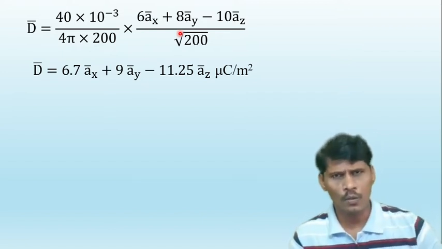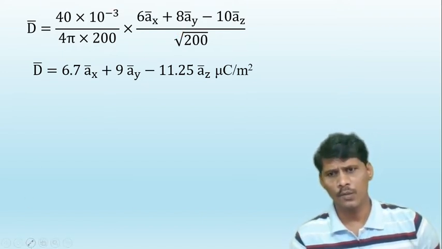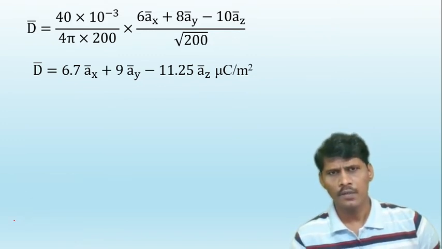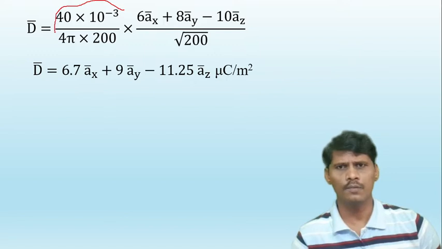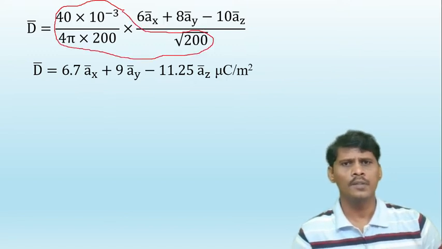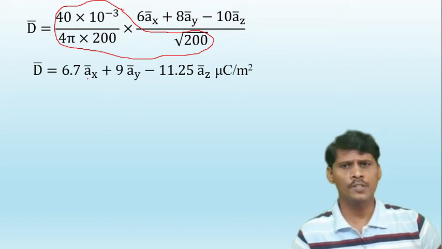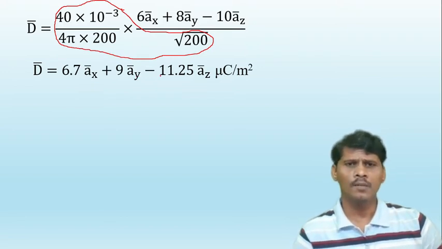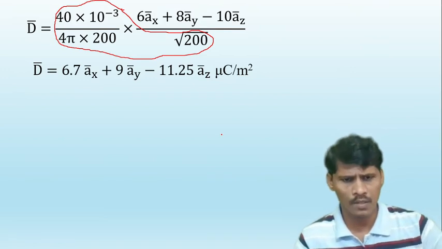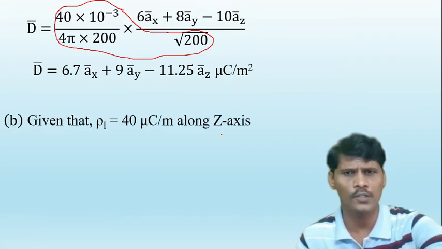Simplifying this value using a calculator, and after that, 6 divided by that value is 6.7 a_x bar, 8 divided by this value is 9 a_y bar, minus 10 divided by this value is 11.25 a_z bar. So this is the first bit solution.